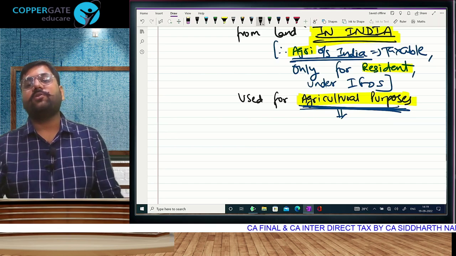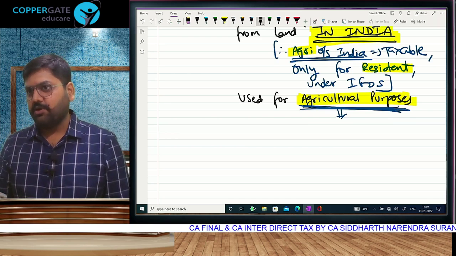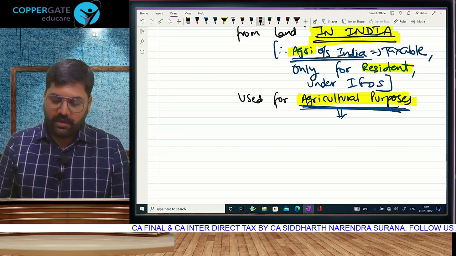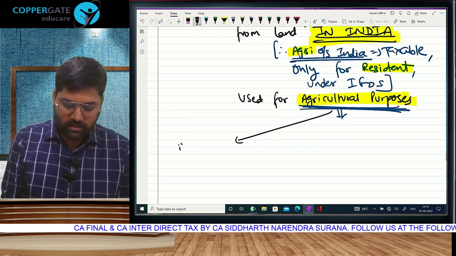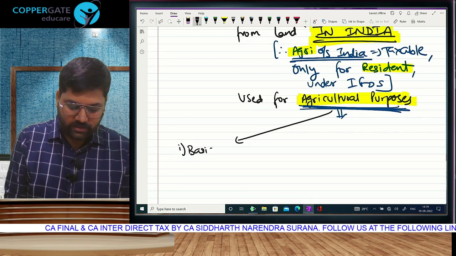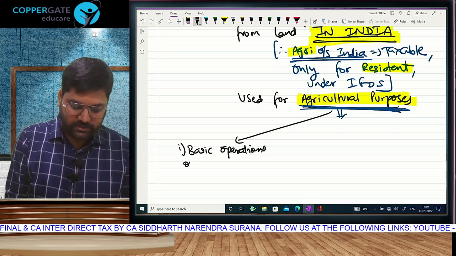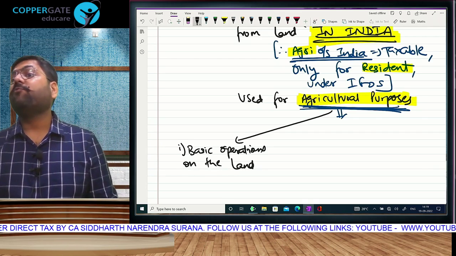So it is important to define what is agriculture, because without knowing what is agriculture, we may not be able to do justice to the provision. Agriculture can be two things. One, you have performed basic operations on the land.